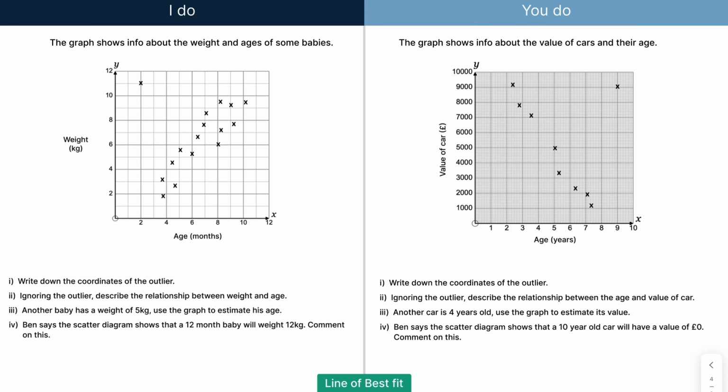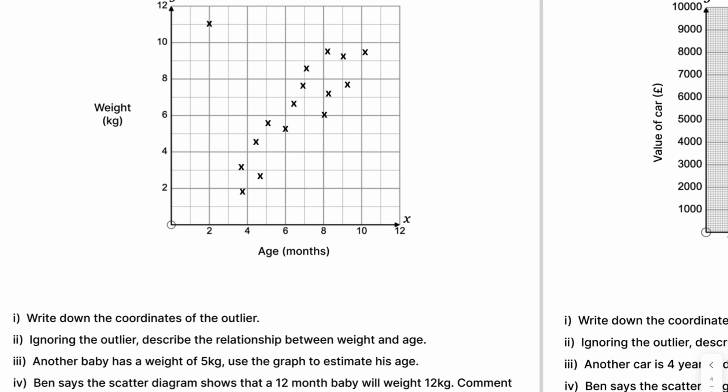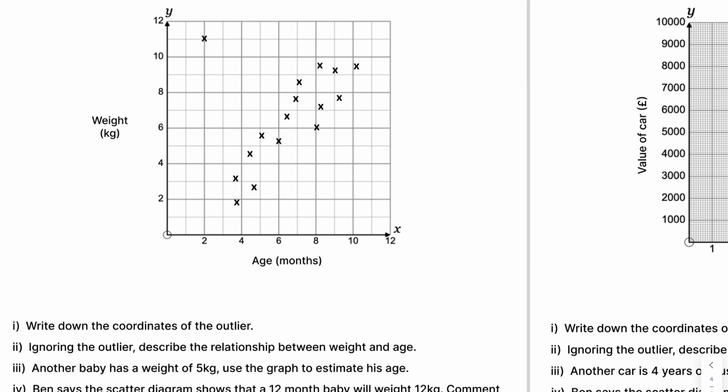So coming back to this now, the first question asks us to write down the coordinates of the outlier. I'm just going to zoom in a little bit. So the coordinates of the outlier, well, there's the outlier. That's the first thing you want to do, identify it. The coordinates of that would be along the corridor, up the stairs. So that's my coordinates for the outlier.